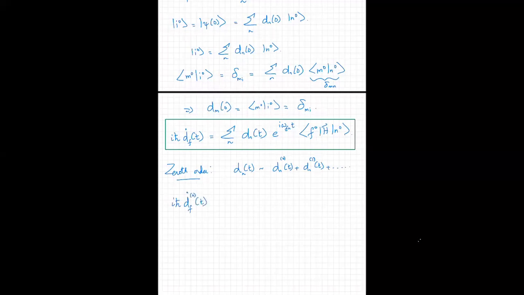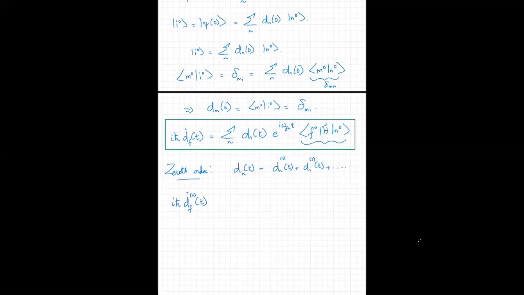But what is the right hand side? Is there a 0th order term on the right hand side? Well, I can write down the 0th order of Dn on the right hand side, but this matrix element is manifestly first order in the perturbation, right? There is manifestly a factor of h tilde on the right hand side. So there is no 0th order term on the right hand side. 0th order means 0th order in the perturbation, h tilde.